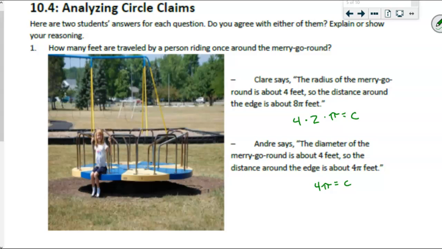They're both correct in their calculations. Which one makes more sense? A diameter being only 4 feet, or a radius being 4 feet on a merry-go-round? Which makes more sense? Dylan?